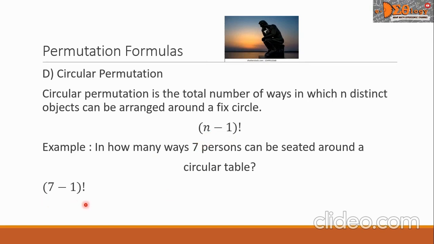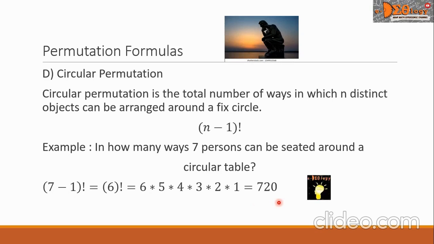So we have the quantity 7 minus 1 factorial. So we have 6 factorial, and we can expand this into 6 times 5 times 4 times 3 times 2 times 1. And the product is 720. This is the final answer.